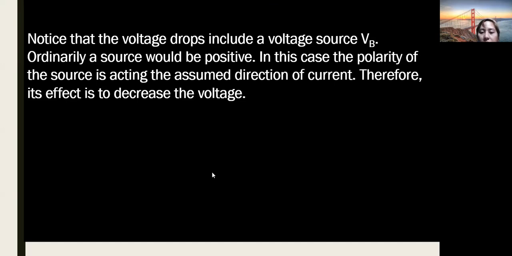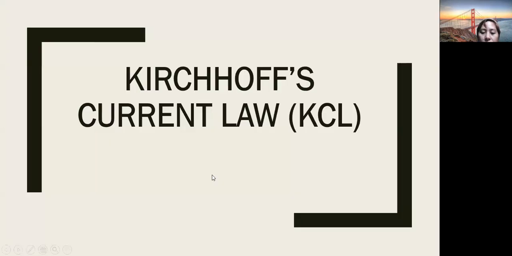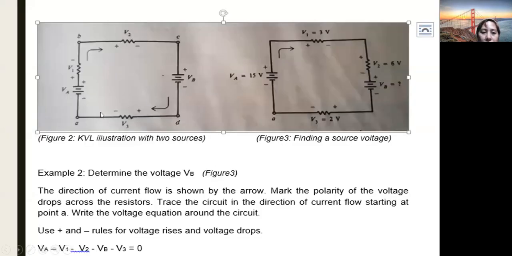To decrease the voltage. So as shown here in the diagram, I mean in the chart, in the figure, this is the VB. So this one is the VB.